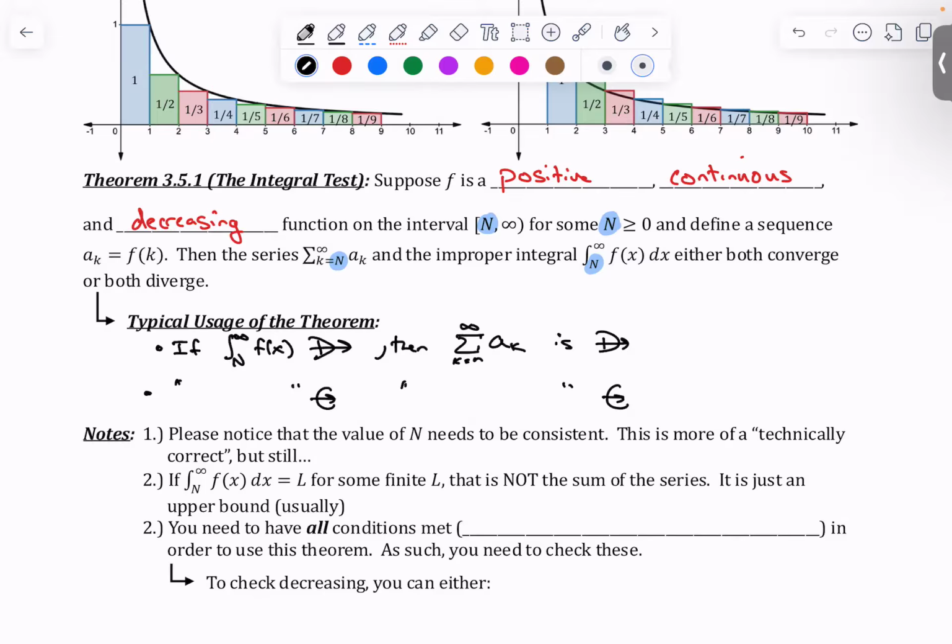Next thing, very, very important. If the improper integral converges to some finite number L, that is not what the series converges to. That is merely an estimation. Usually it's an upper bound. Sometimes the lower bound, depending on the function, but for the most part, it's usually an upper bound, but it's not what it actually converges to.